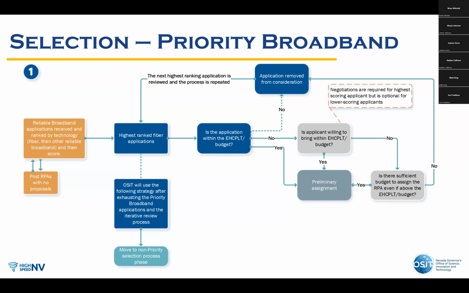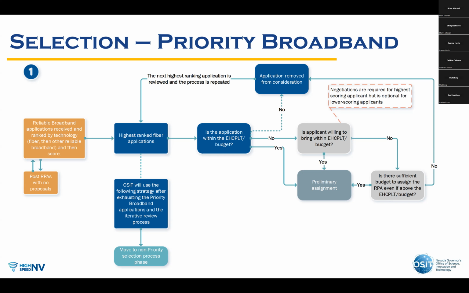For any application that is simply too expensive, where there is no way to bring it within the budget, that application will be removed from consideration, and the next highest ranking application will then have the same level of review, to determine whether it is within budget, and if not, a potential negotiation, or it is removed from consideration. If it is within budget, it could be preliminarily assigned. And this is with all of the fiber applications.